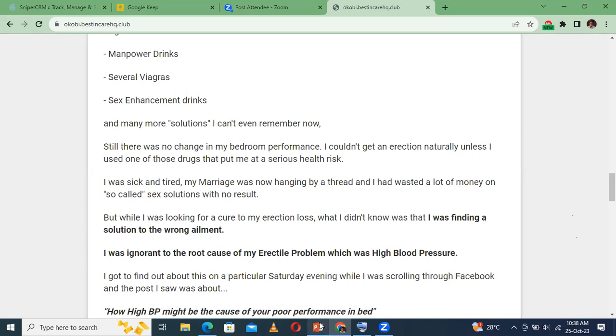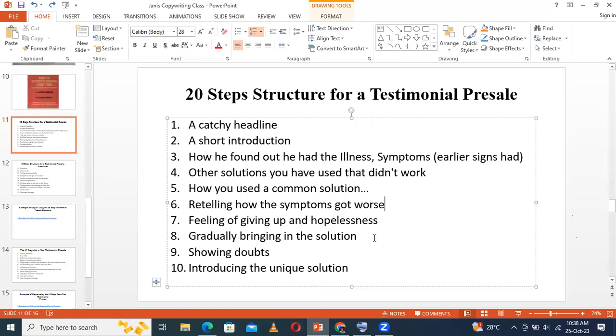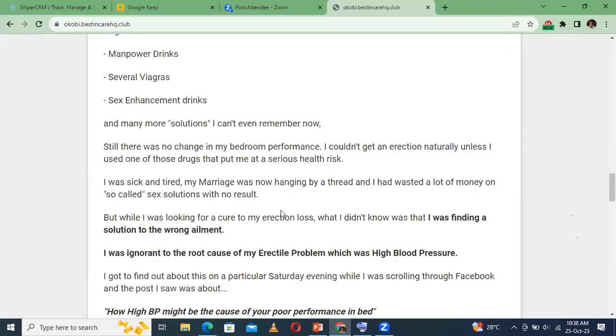Can you see how I'm getting to number 8 gradually, bringing in the solution, and you have to make it make sense? So let's continue.